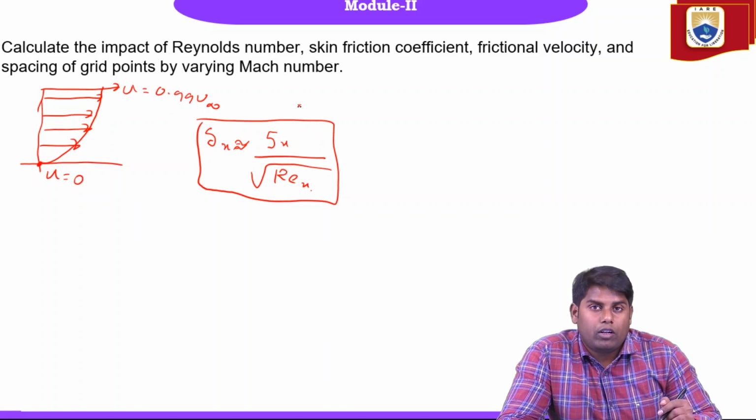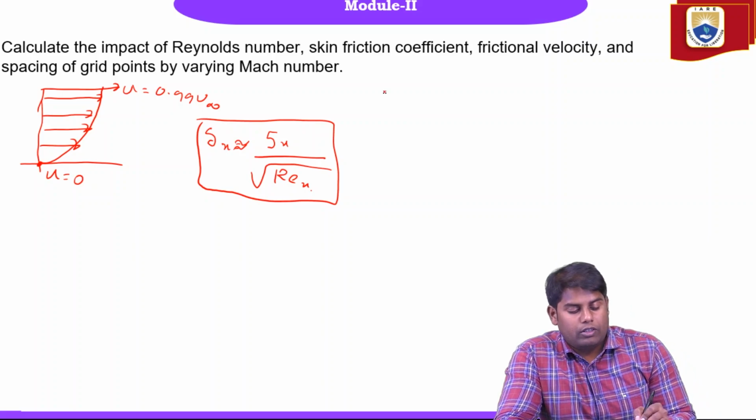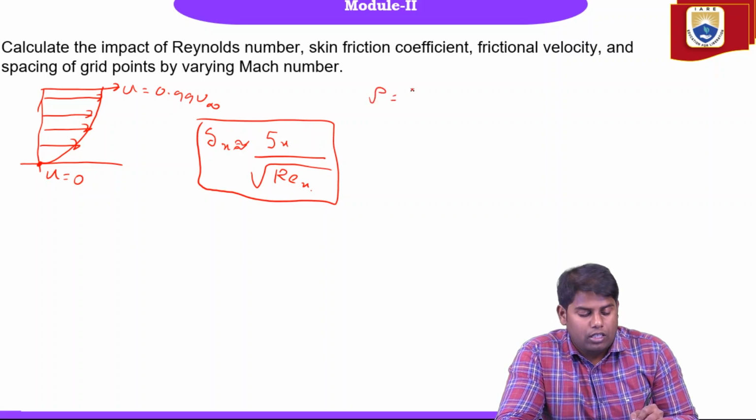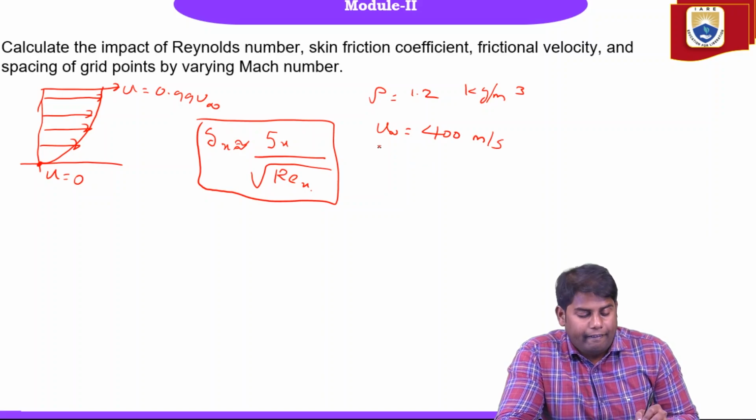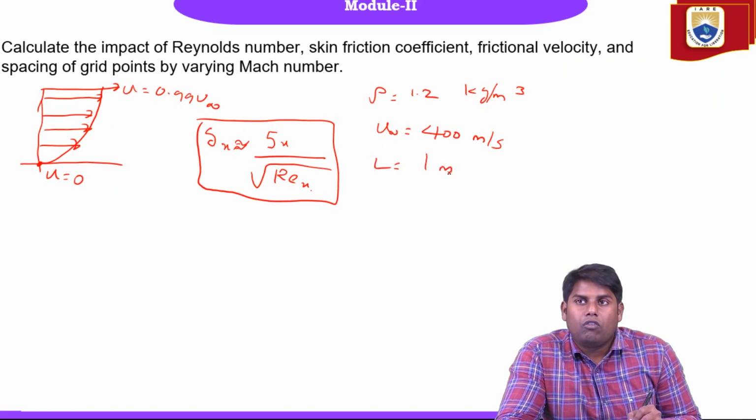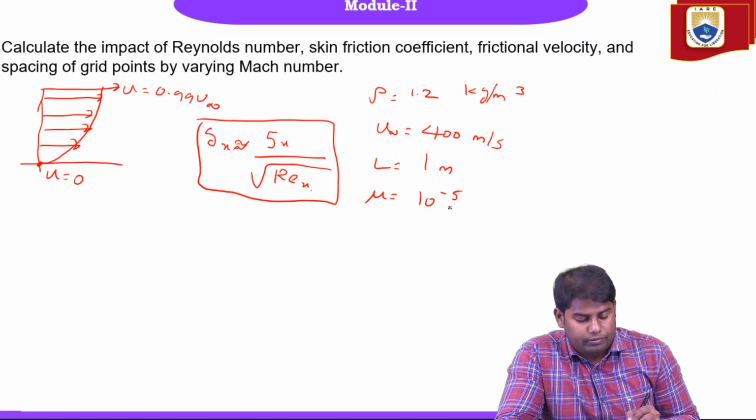So when we know the Reynolds number, how do we know the Reynolds number? Let's say the density value rho is 1.2 kg per meter cube, and for the reference velocity, let's say u infinity, we can take it as 400 meter per second. Next, the reference length, let us take it as 1 meter, and mu, let us take it as 10 power minus 5.